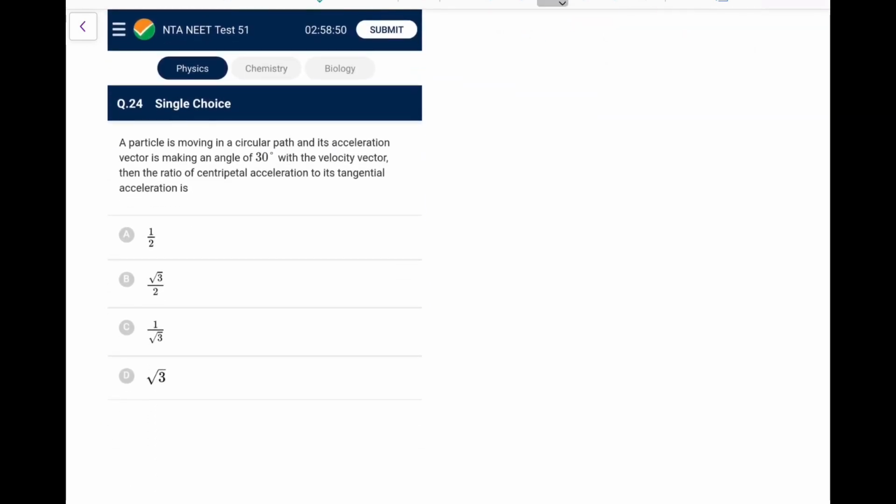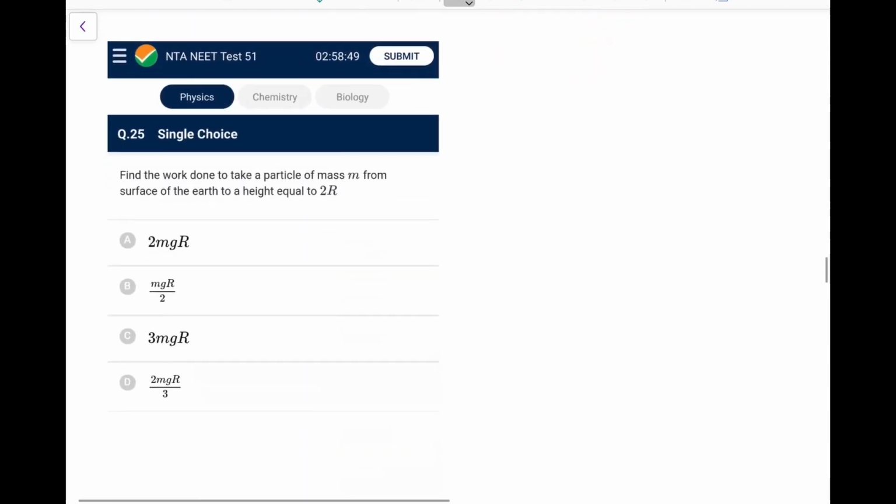24th, a particle goes in a circular path and its acceleration vector is making a 30-degree angle with velocity. Again the same repetition. This is velocity, acceleration makes an angle of 30 degrees. So this would be the perpendicular one, AC, and this would be the one along the velocity, AT. So I can directly write tan 30 degrees is equal to AC by AT. What you need is the ratio of centripetal to tangential. tan 30 is 1 by root 3. Go for option C. Again this is a repeated question.